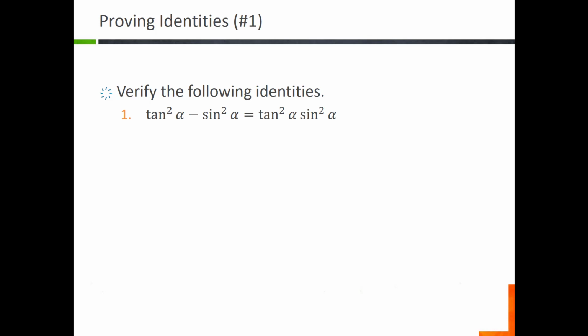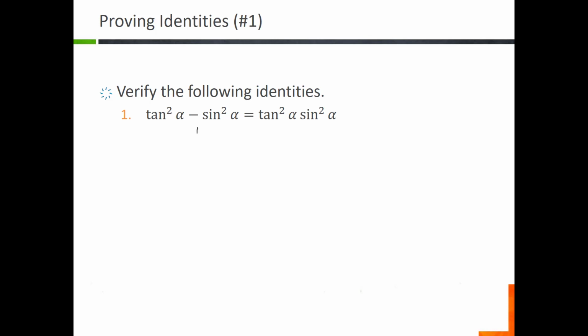But so we want to show that the tangent squared of alpha minus the sine squared of alpha is equal to the tangent squared of alpha times the sine squared of alpha. So we want to show that whether it's a subtraction or a multiplication, it's the same thing. Okay, so remember, with identities, we're not going to assume it's equal, so we have to work on both sides independently.